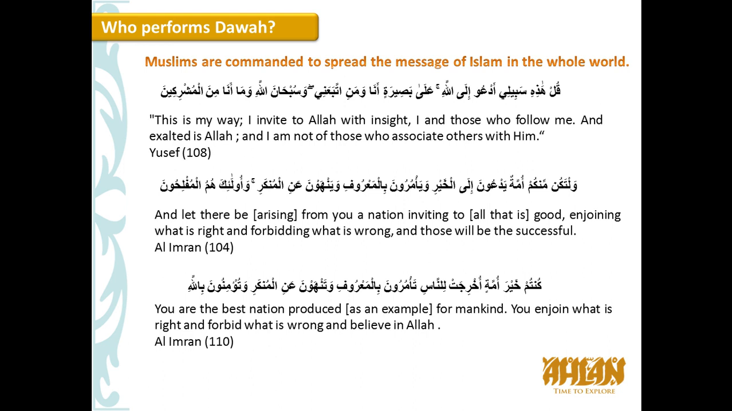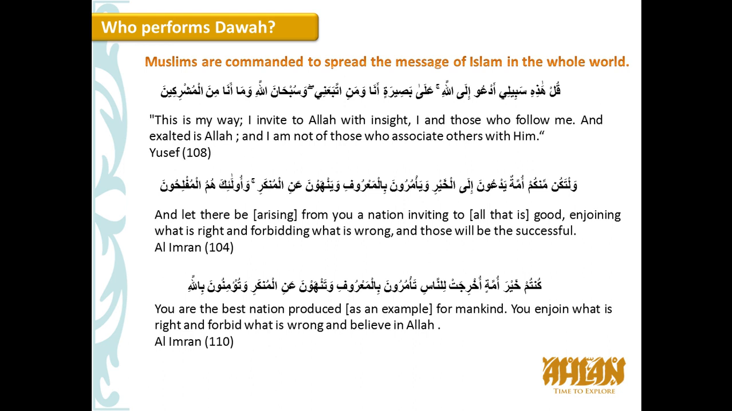Who follows the Prophet Muhammad, sallallahu alaihi wasallam? All of us are following the Prophet, and you cannot enter paradise until you are following his footsteps, because he is the one that God sent to us, and the acceptable method of entering paradise is through his footsteps. So he said, I and those who follow me. So anyone who wants to follow him must follow his way, which is to invite to Allah with insight.